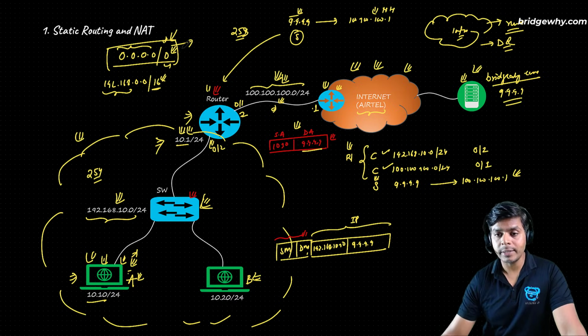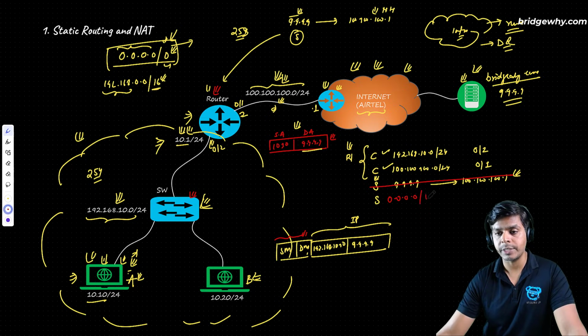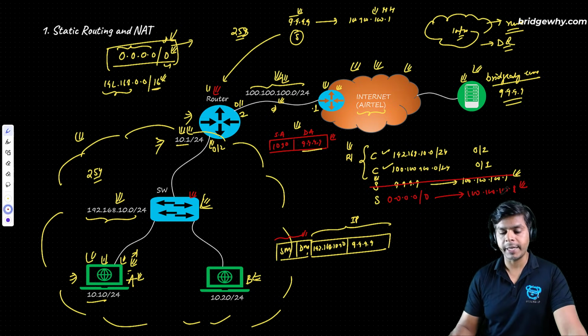So what you need to write? You tell the router, Mr. Router, and then maybe you can just remove this static route. You can write just one line, which is 0.0.0.0/0, if you want to reach, right? Reach via 100.100.100.1. And by the way, now this route will match any packet.